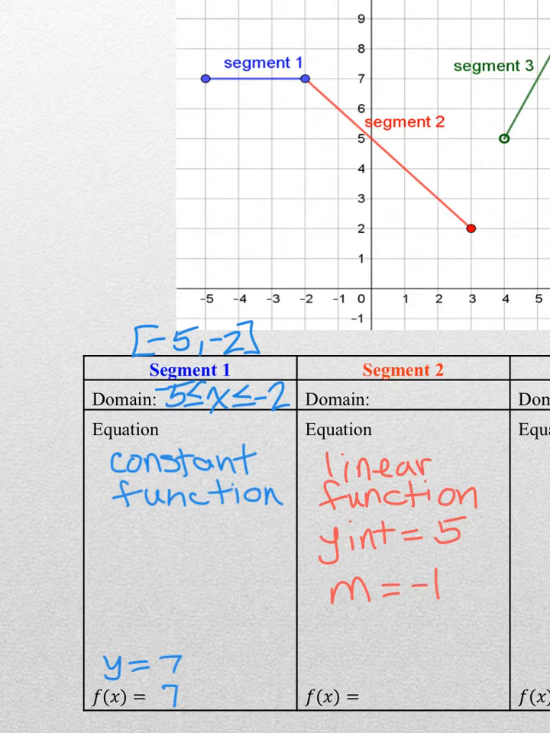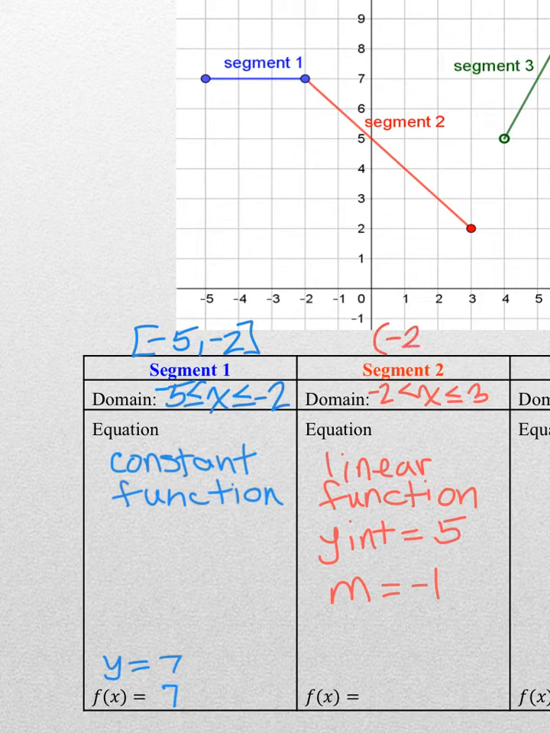So if we look at the domain here for segment 2, the domain is x less than or equal to 3, +3 here. And it is a filled in circle, so I'm going to say "or equal to." But I'm only going to use greater than -2 as the minimum. So I would show that with parentheses.